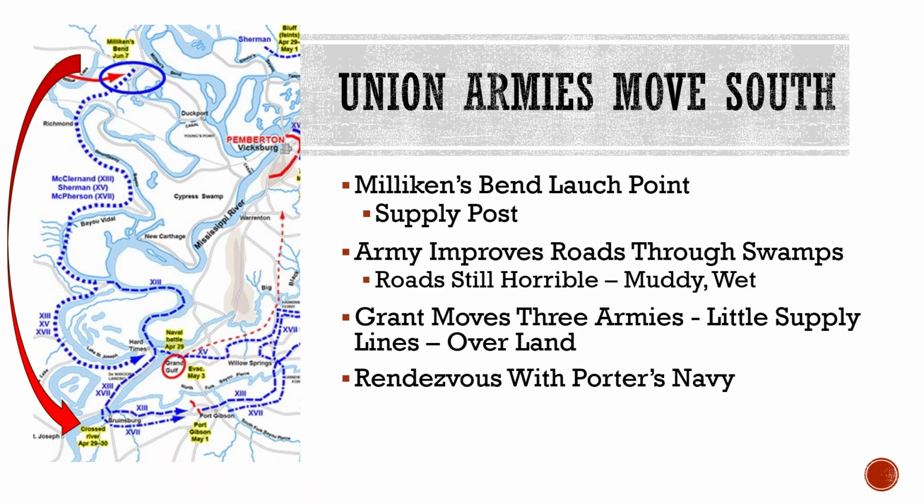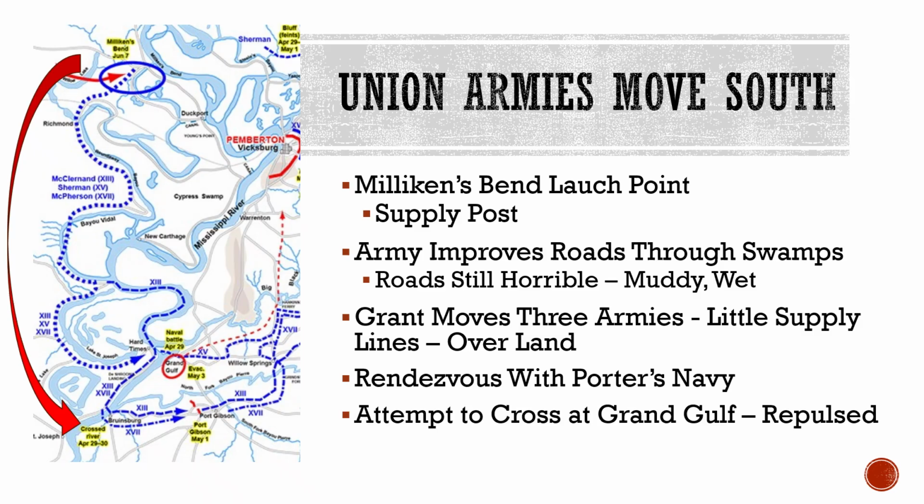They do rendezvous with Admiral Porter's navy. First, they try to cross at Grand Gulf, but General Pemberton of the Confederate forces is able to repulse them there. So they move a little bit farther south to Bruinsburg, and they are easily able to cross at that point.